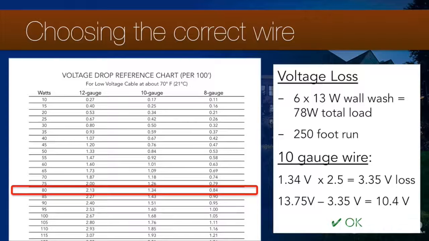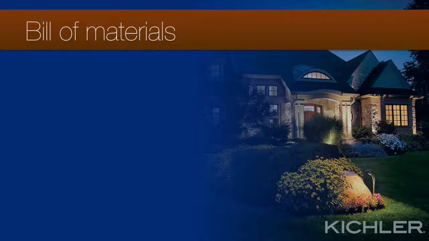As the example suggests, it takes a very long run with a significant number of fixtures on the end to require the installation of heavier gauge wire than the typical 12-gauge wire used in most installations. Now that you've created a plan, specified fixtures, and made any additional decisions about wire size, you are ready to create a bill of materials for the project.